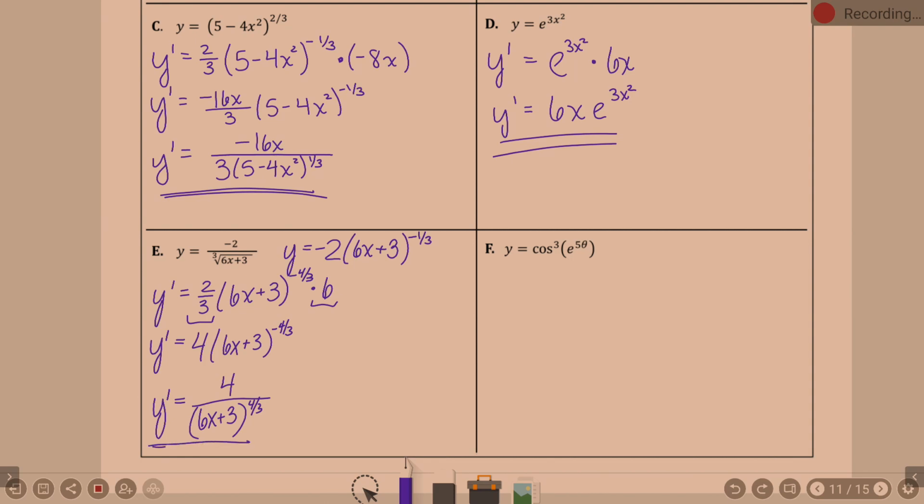You could, if you wanted to, make that the cube root of 6x plus 3 to the 4th.